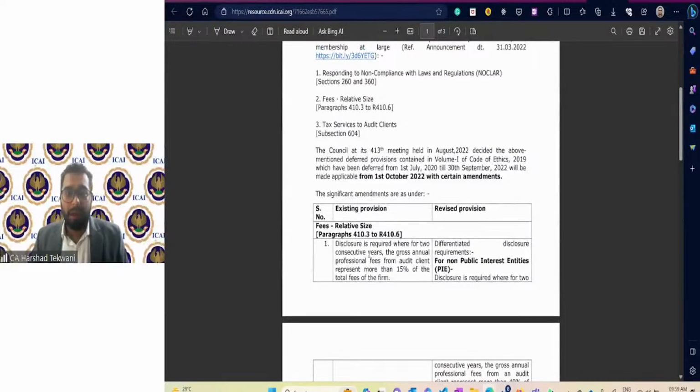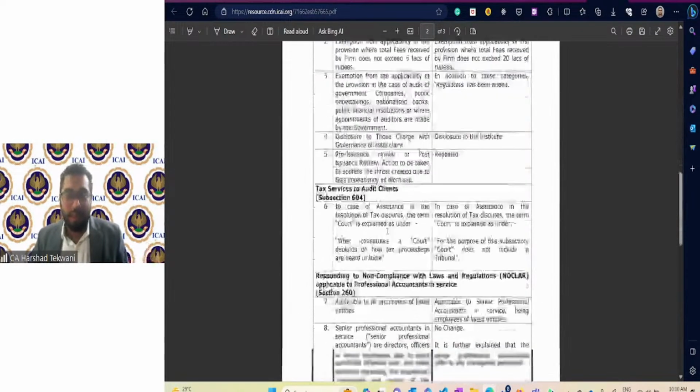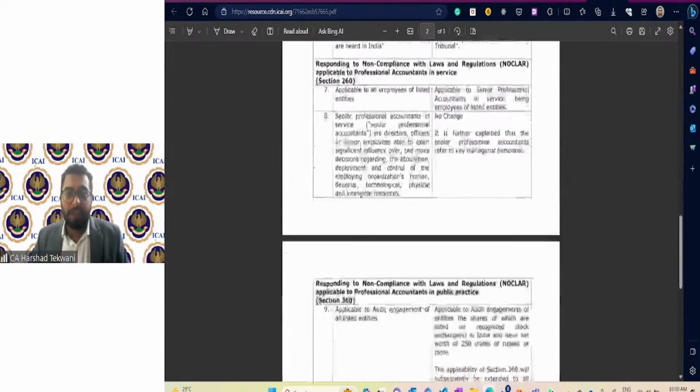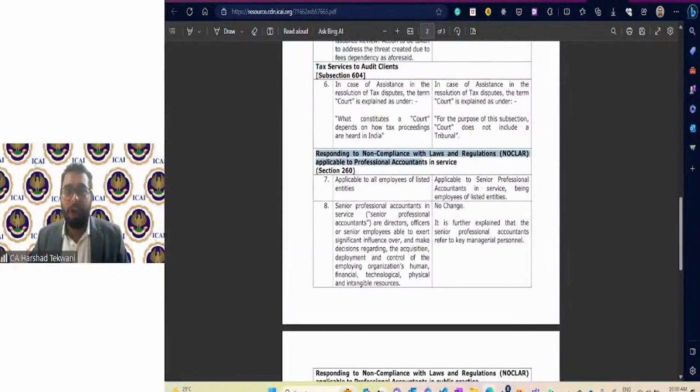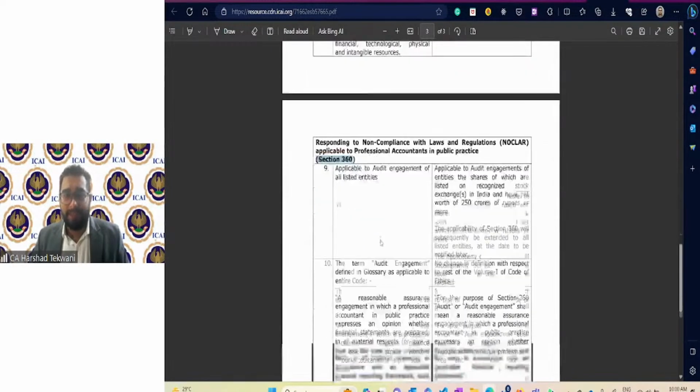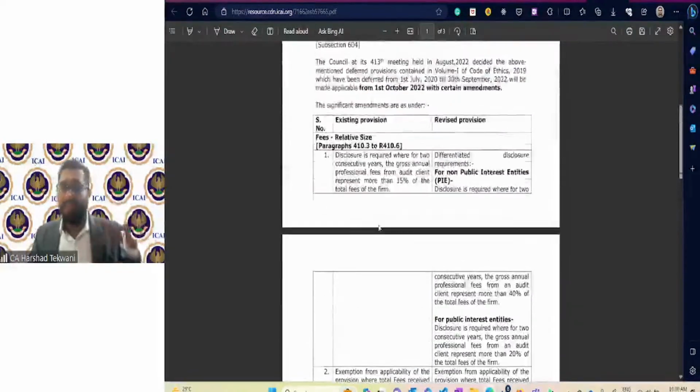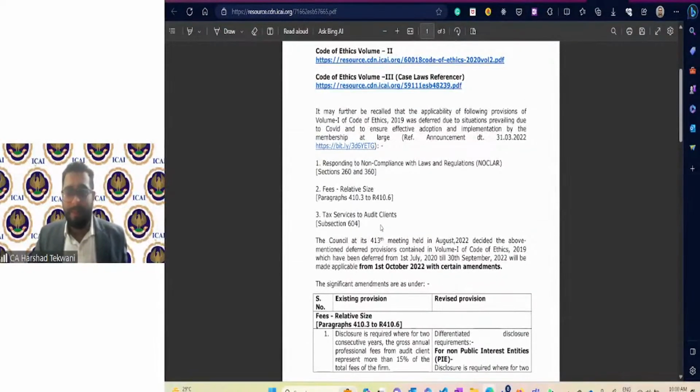For example, this is with respect to disclosures of the audit fee. We will discuss this topic in a while. Then tax services we will also discuss. Then this is the one on responding to non-compliance with laws and regulations, Section 260, Section 360, a summary. In this way, you can access all the documents which are already there on the ICAI website. And the same is what we are studying and what is there in the study material. If you want to read further, if you want to read the bare provisions, you can read them from here.